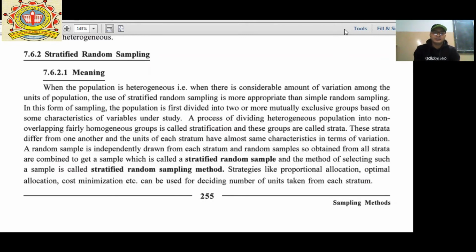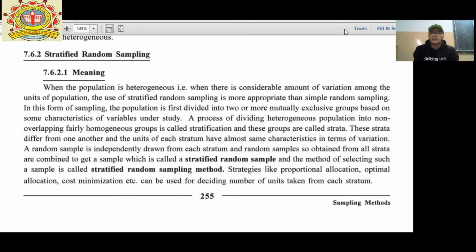In the exam they can ask where stratified random sampling is usable, and your answer is: when there is a considerable amount of variation among the units of population, the use of stratified random sampling is more appropriate than simple random sampling. Got it? In this form of sampling, the population is first divided into two or more mutually exclusive groups based on some characteristics of the variable under study.